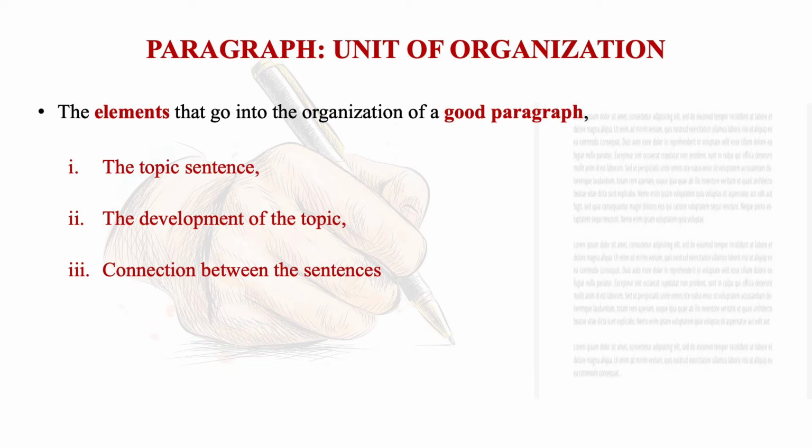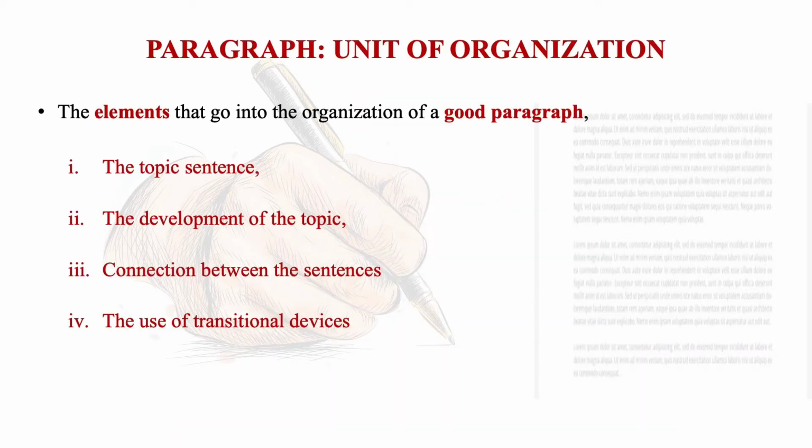The third element of a good paragraph is coherence. In other words, we can say connection between sentences. Coherence is a notion which brings connection between the sentences, which really makes a good paragraph. So it relates to connecting the sentences. That's what coherence means.